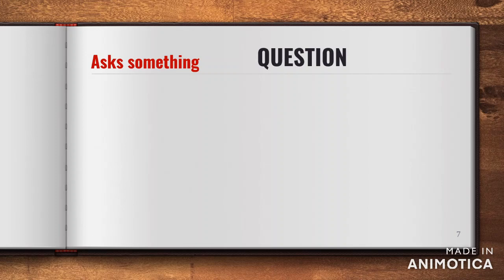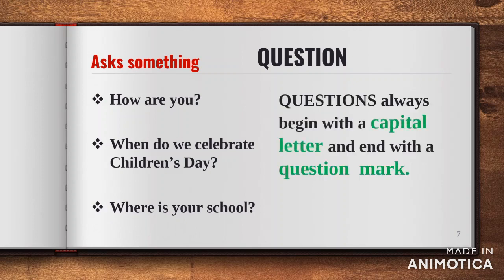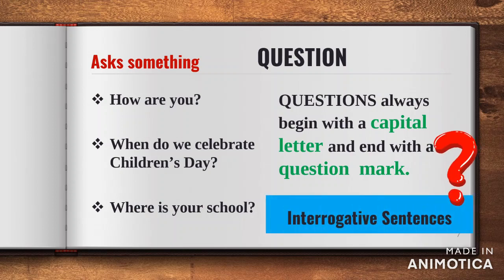A sentence where we ask a question is known as a question sentence. Here are a few examples. How are you? When do we celebrate Children's Day? Where is your school? All the question sentences begin with a capital letter and end with a question mark. Now, question sentences are also known as interrogative sentences.